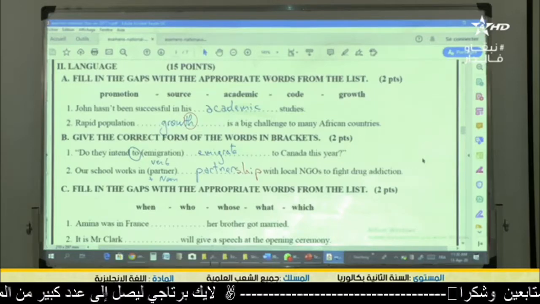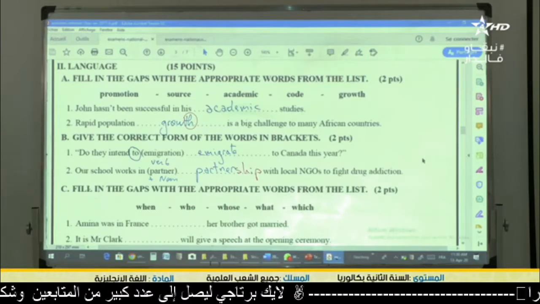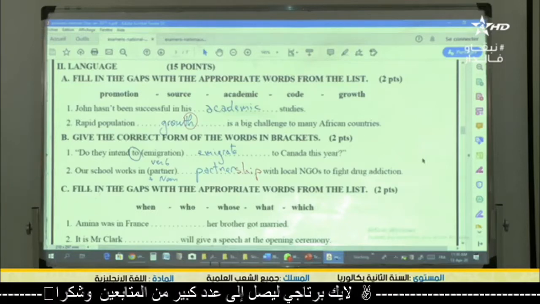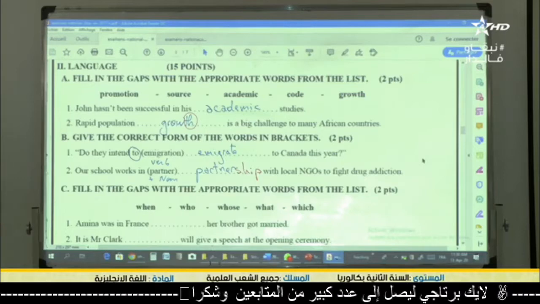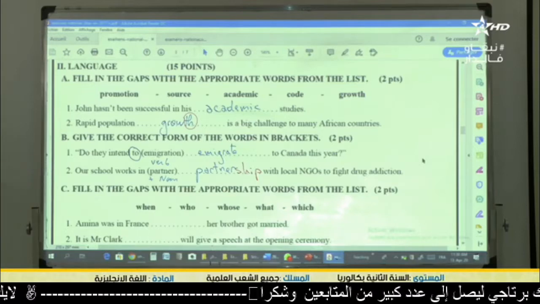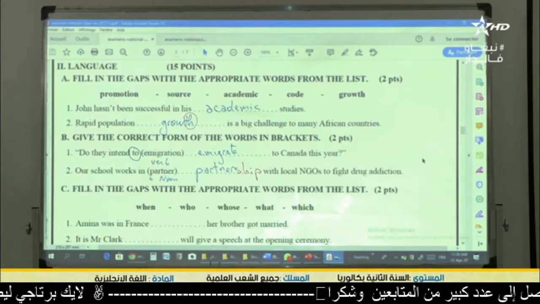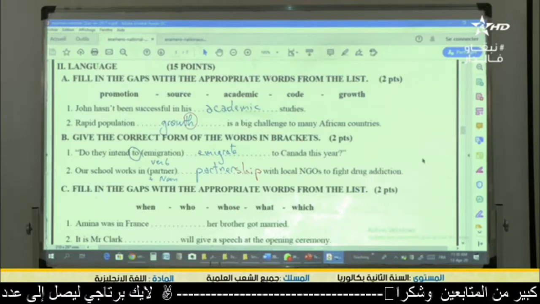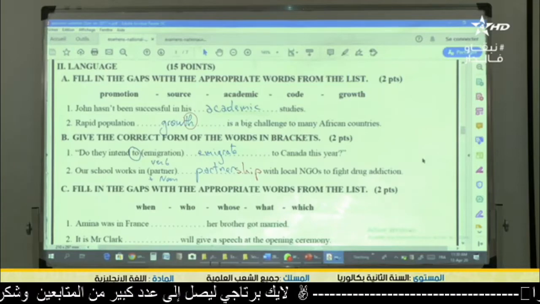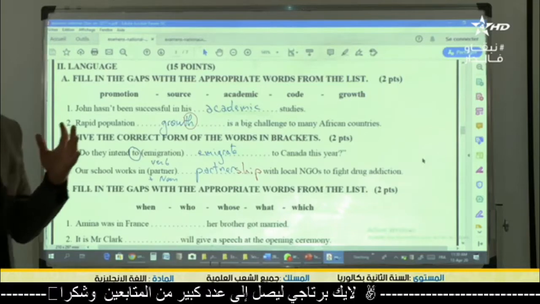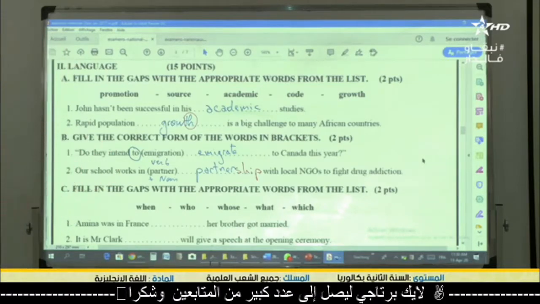Let's go to C. If you look here, fill in the gaps. Again, we're going to fill in the gaps with the appropriate words from the list. So in the list we have when, who, whose, what, and which. Okay? Which lesson is this? It's the lesson of relative clauses. Very good. And these are relative pronouns.